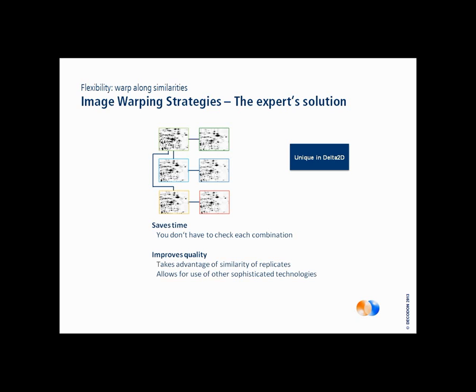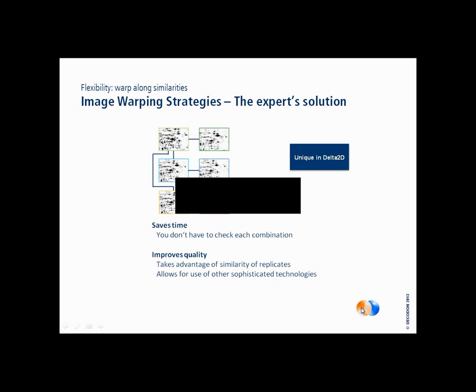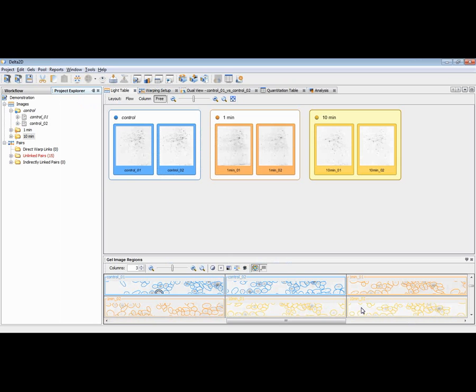Let me show this in Delta 2D. Let's switch to Delta 2D and a nice experiment that we want to use. This is a sample experiment that comes with the installation of Delta 2D. We have 3 different groups, and these groups contain 2 replicates each. One is the control, one is taken after 1 minute, another sample is taken after 10 minutes.